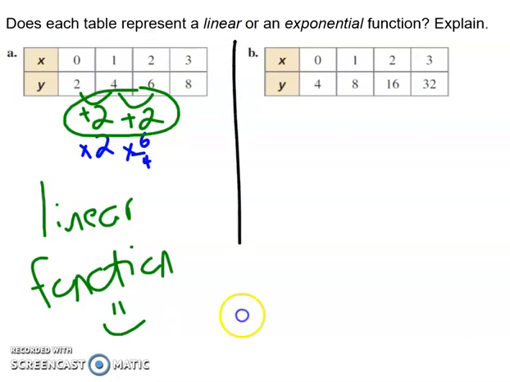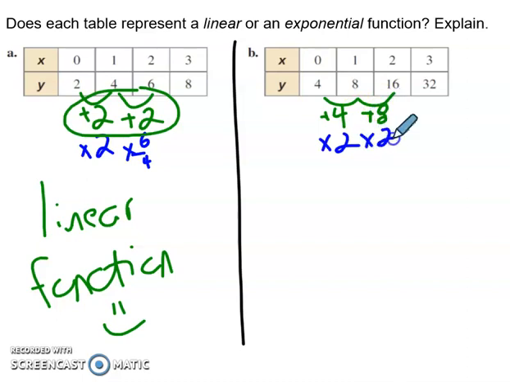Let's look over on the right-hand side though. So our x values look to be increasing by 1. But now let's look at our y values. Well, we go from 4 to 8, so we're adding 4, or we're multiplying by 2. For 8 to 16, we're adding 8, or again, we're multiplying by 2. So which pattern is matching up? Adding 4 and adding 8? No way. We're multiplying by 2. So since we're doubling our values, this is going to be an exponential function.